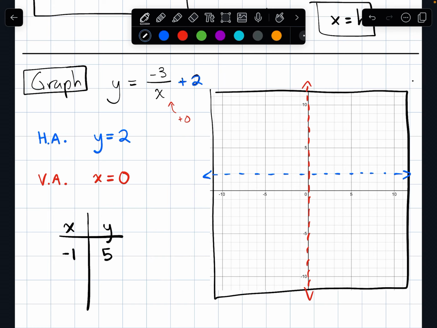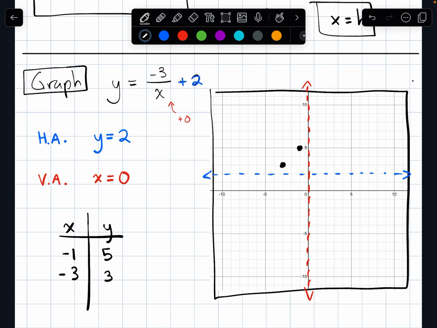All right, so I'm going to get rid of that. And we can graph the point -1, comma 5. And that puts me right there. Let's try another negative. Let's try, how about -3? If I plug in a -3, we get -3 over -3 plus 2. Well, this is just 1 plus 2, which we know is 3. So we're going to go ahead and graph that point, -3, comma 3.